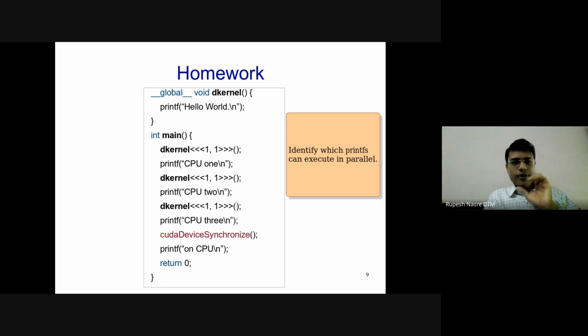I would like to know which of these printfs can execute in parallel. There are some printfs which can execute in parallel, either on the GPU or across CPU and GPU. I would like you individually to think about what is possible to be executed in parallel. It's possible that it might happen across executions. For example, if there are two printfs which can happen in parallel, then on one execution it may happen, on another execution it may not, and so on. That is non-deterministic. That is what I would like everybody to think about individually. Wait a few seconds, and after a few seconds you can start putting your answers in the chat so that we can discuss this. I'll wait for a few seconds. Please think about it.